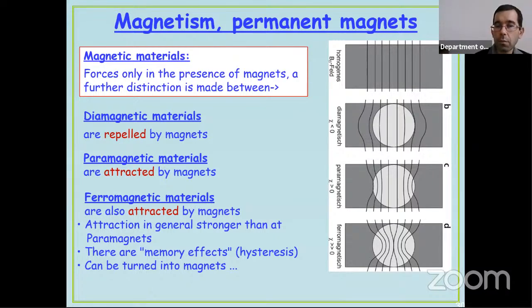And ferromagnetic materials are also similar to paramagnetic materials. However, here the attraction is generally much stronger than in case of the paramagnetic materials, and they have a memory effect, so-called hysteresis. So if you perform a periodic process, then it will not take place the same way, and they can be turned into magnets. So in case of ferromagnetic materials, you can make this magnetic state permanent.